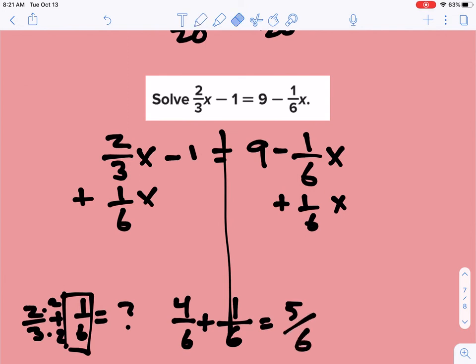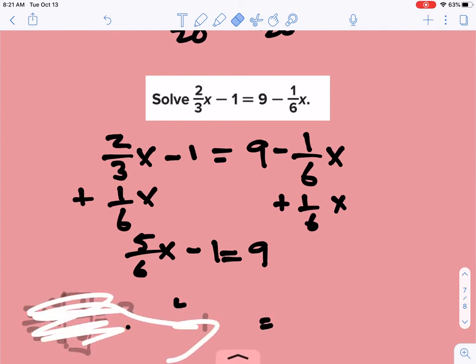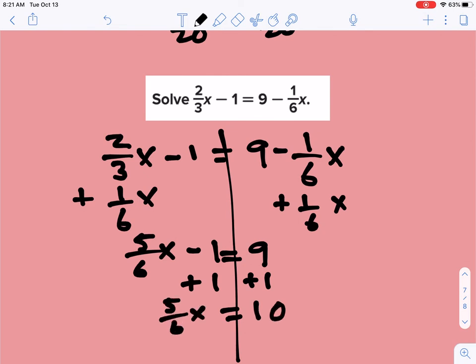So we're going to take all of this. I will leave it there for a second. And that's going to equal 5/6 x minus 1 equals 9. Now, hopefully you've got this all written down. I'm going to get rid of this so that I have some room to work, because fractions take up a lot of space. Next, variables on one side, numbers on the other. The variables are consolidated, the numbers are not, so let's do that by adding 1 to each side, because the 1 is negative, so we do the opposite. So you have 5/6 x equals 10.